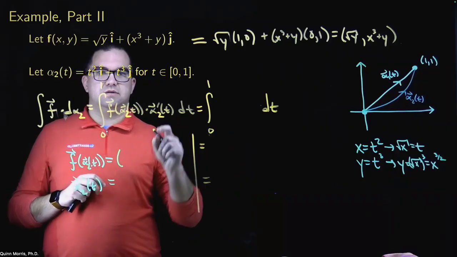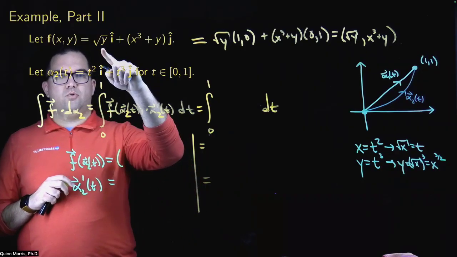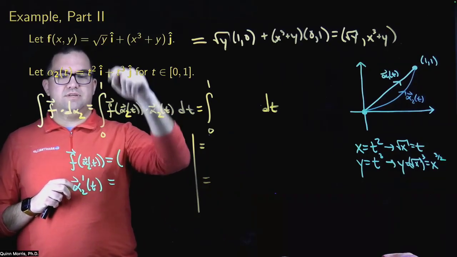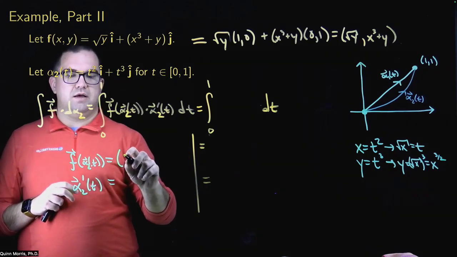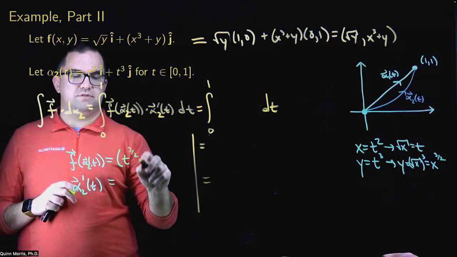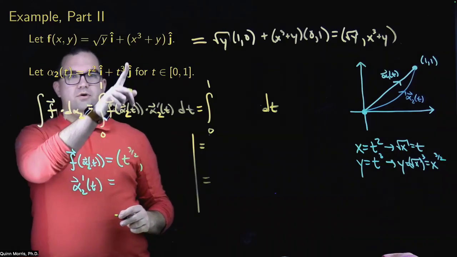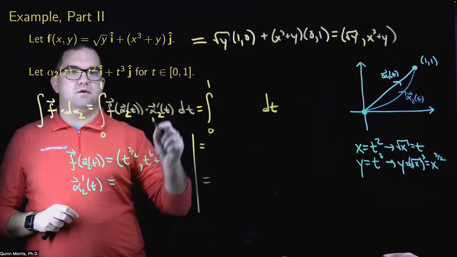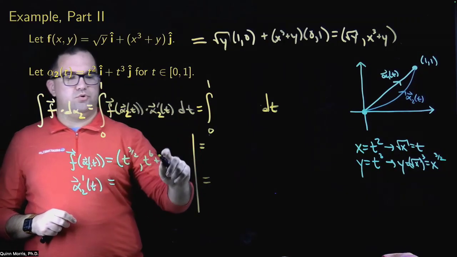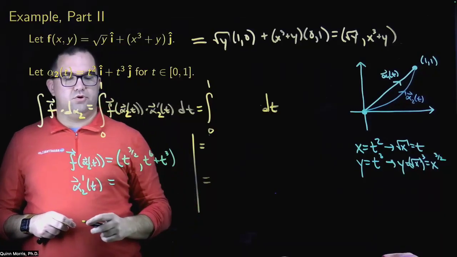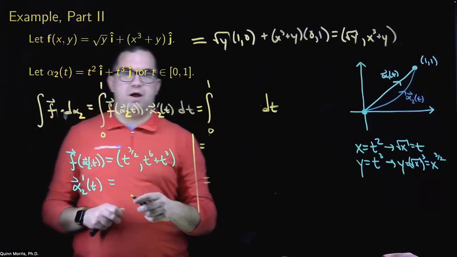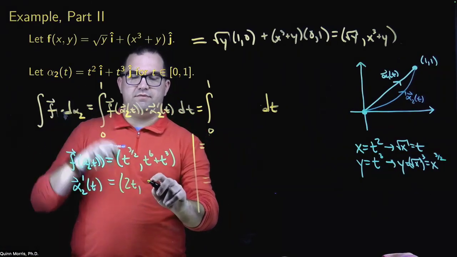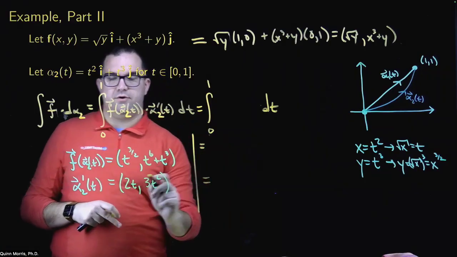So this is t cubed goes into y, so this becomes t cubed square root. So square root of t cubed, which is the same as t to the 3/2, comma. Now here, I'm going to get t squared cubed. That's going to be t to the 6th plus y, which is t cubed. So plus t cubed. All right. And then I need my alpha prime of t. So derivative of the first component is 2t. Derivative of the second component is 3t squared.